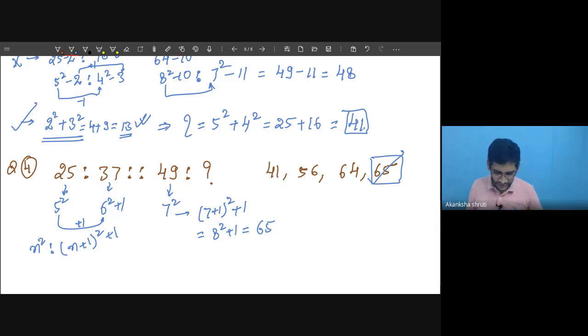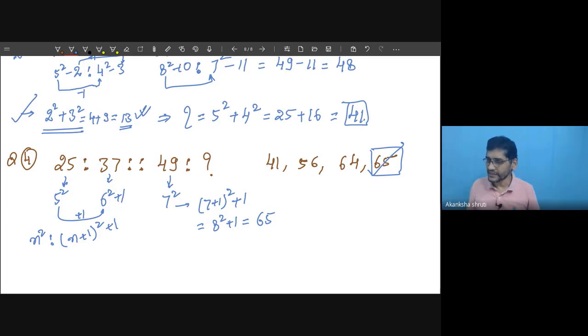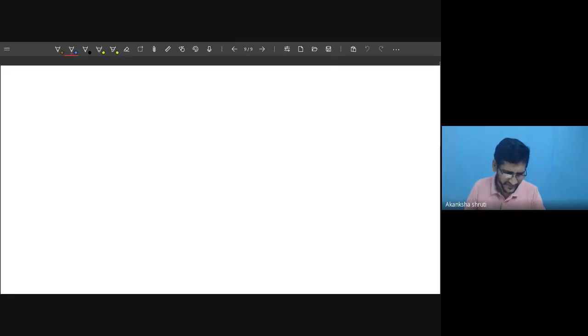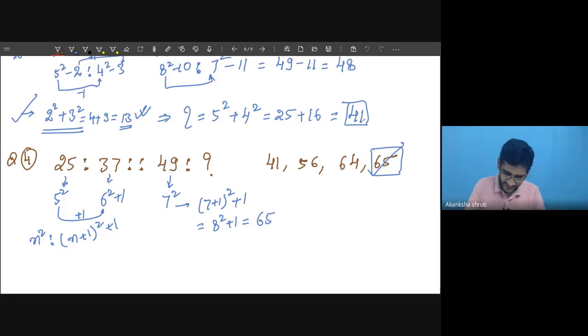Questions are very easy, but the students are thinking that relations are very difficult because they are not aware, they are not thinking along this line. So the questions are very easy. These are the common relations that we need to learn. Okay. Let us take one more question. This was question number 4. So write for question number 5.